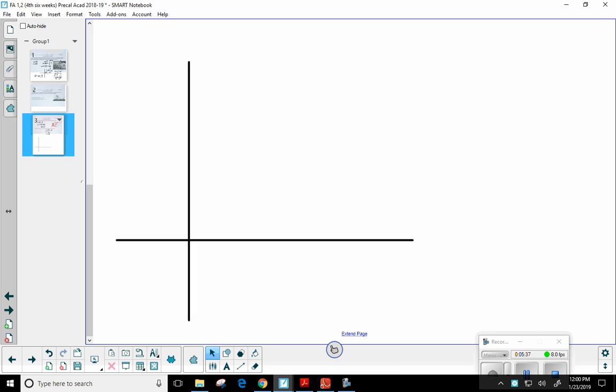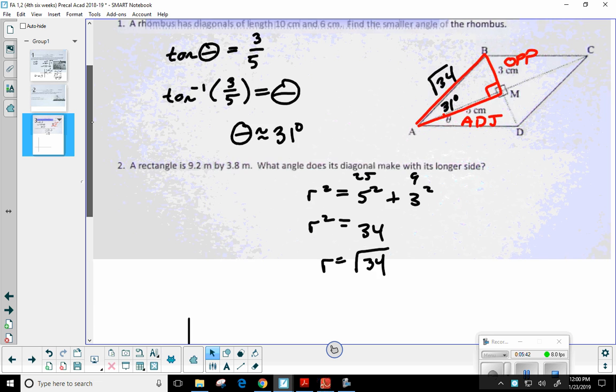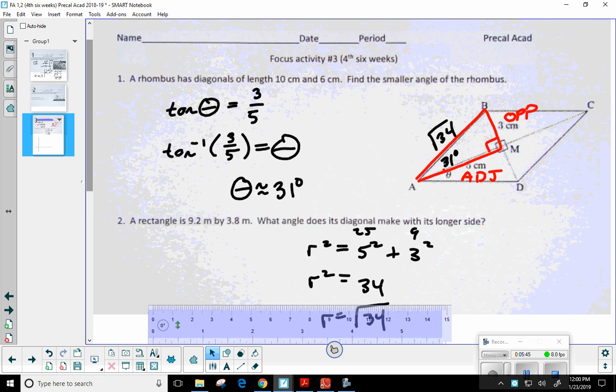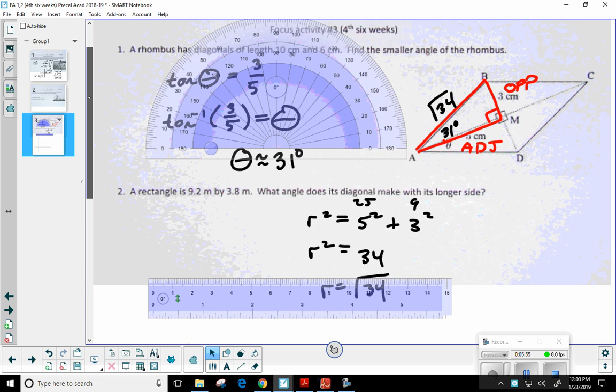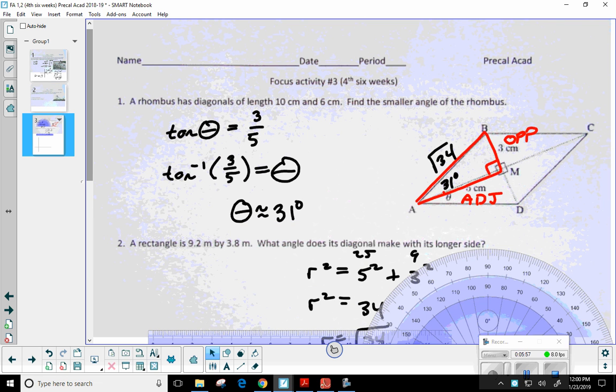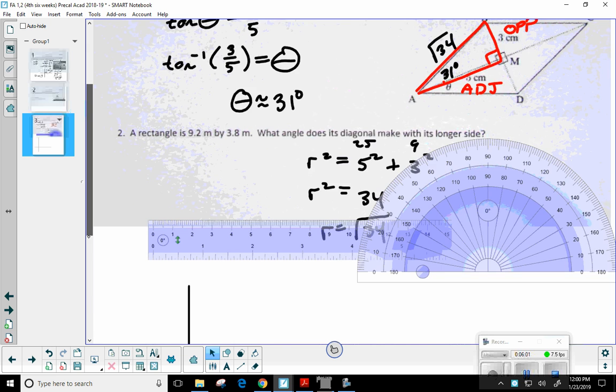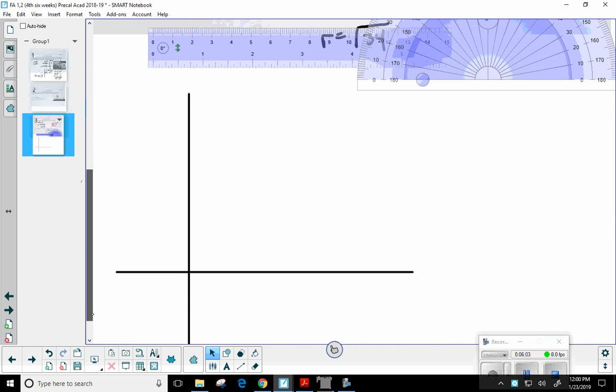I'm going to need a couple of things here. I'm going to need the ruler, which it conveniently put at the very top of the screen. Okay, and I'm going to need the protractor. So let me get a protractor here. And again, it conveniently puts it at the very top of the screen. Okay. Good. So I've got my measurement tools.